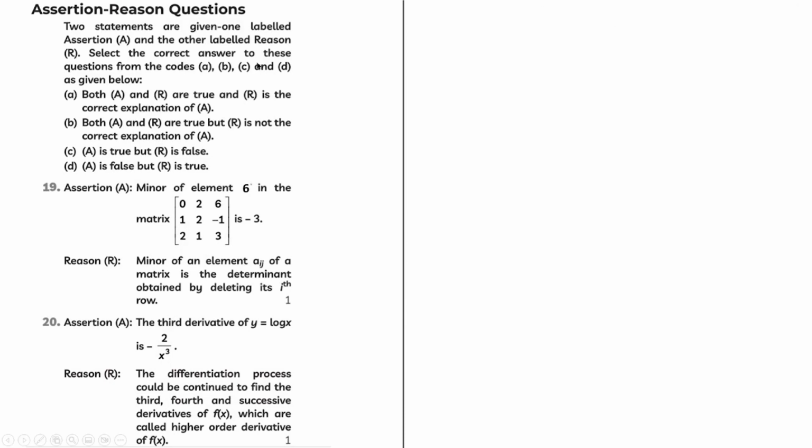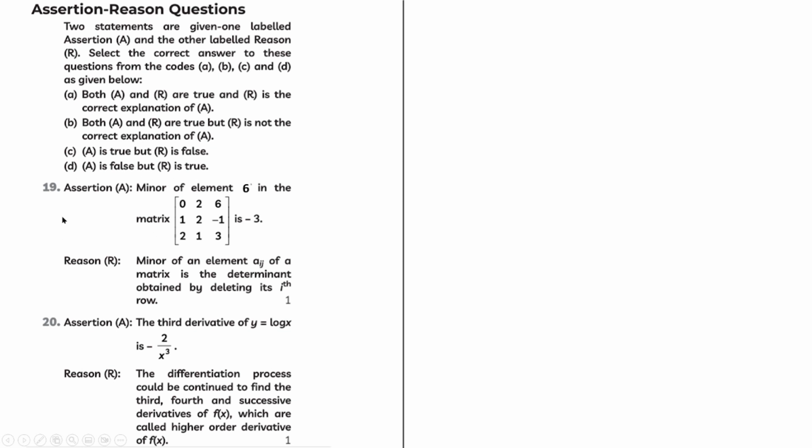Next we have the assertion reason questions. Two statements are given, one labeled assertion A and the other labeled reason R. Select the correct answer to these questions from the codes A, B, C and D given below. We have code A when both A and R are true and R is the correct explanation of A. We have code B when both A and R are true but R is not the correct explanation of A. Then we choose code C if A is true but R is false, and code D if A is false but R is true.